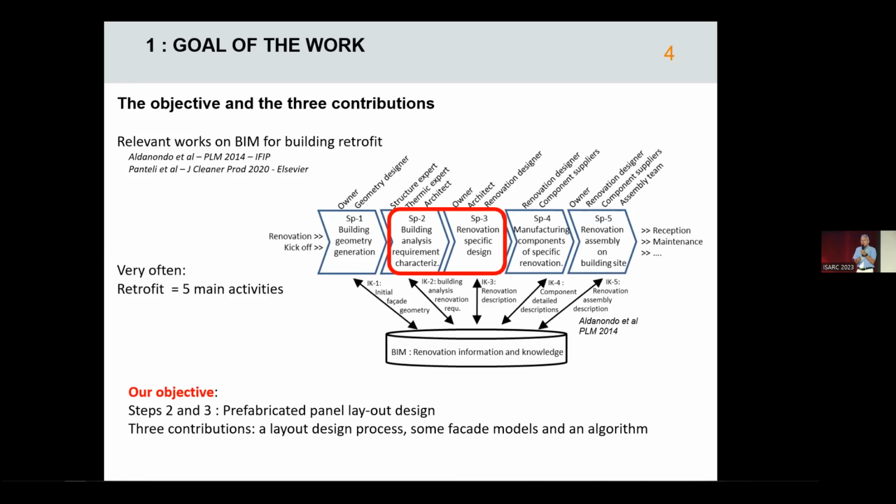At the present time, much of this insulation work in Europe is done manually on site. And the idea is to industrialize it. So, 5 main activities. Our objective is basically these 2 steps, mainly step 3, but we need to work a little bit on step 2, which is analyzing the geometry of the building. So the 3 contributions are layout design process, facade models, and an algorithm in order to assist design.